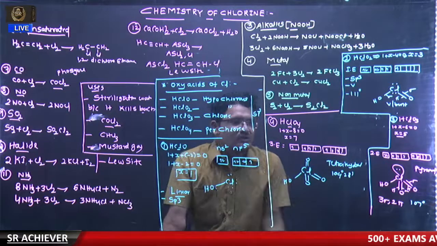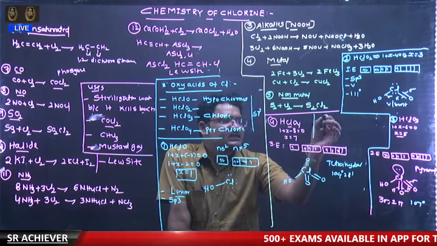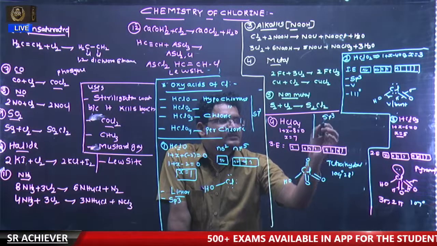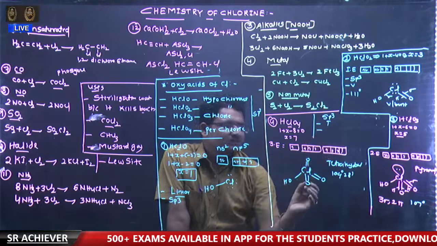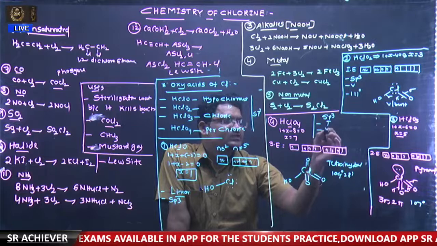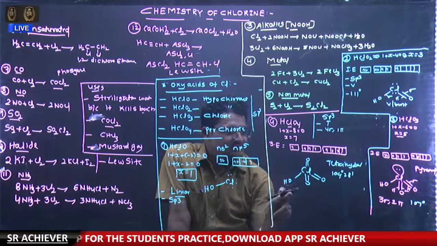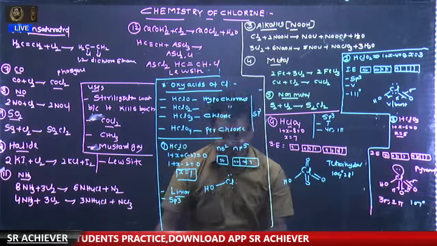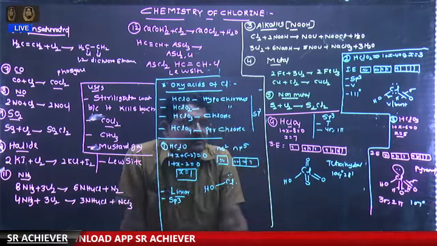Now what is the hybridization? It is sp3 hybridization, and the shape of the molecule is tetrahedral. It contains 4 sigma and 1 pi bonds. It has one basicity, and basicity depends upon the OH groups.